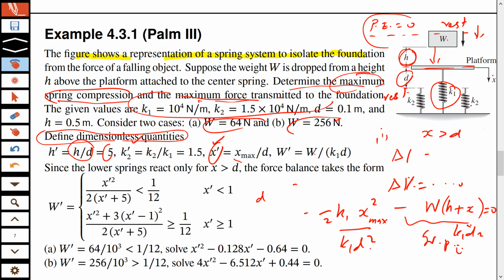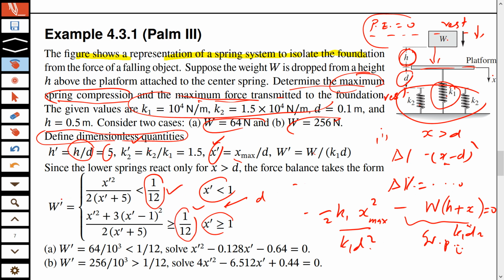When I say that, okay, x is greater than d, now I have all the three springs intact. So k1 and then k2, the only difference is that instead of x I will have to take x max minus d squared, and if I include all those things in the non-dimensionalization, I will have the other expression. So we now have a dual expression for w prime depending on whether x is less than d or greater than d. At the boundary, you can verify that the value is 1/12. So the non-dimensional w prime value is 1/12.